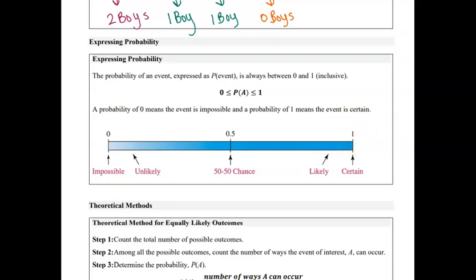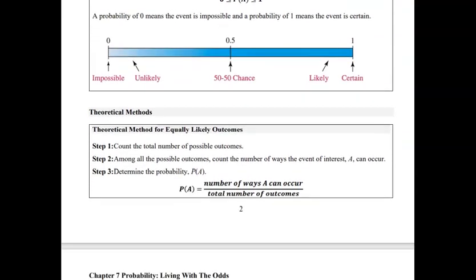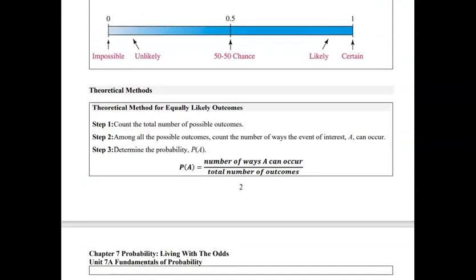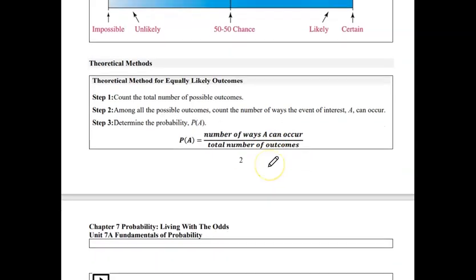Okay? So what is the theoretical method? The theoretical method for equally likely outcomes. The first thing you want to do is count the total number of possible outcomes. Among all the possible outcomes, you count the number of ways the event of interest can occur. And then you determine the probability. So we've got the formula down here for the probability of A, that this event's going to happen: the number of ways it can occur over the total number of outcomes.